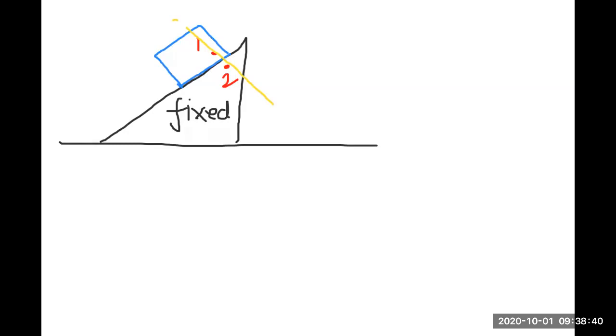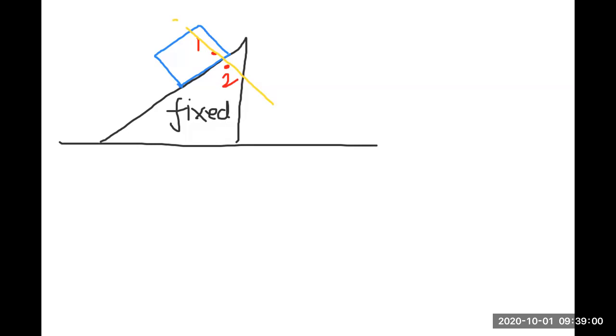This is the reason why I took so much time to teach you vectors. The accelerations that you have seen up till now are horizontal and vertical. They do not have to be. They can be in any direction. So here the acceleration of points 1 and 2 along the yellow line must be the same, according to our statement.